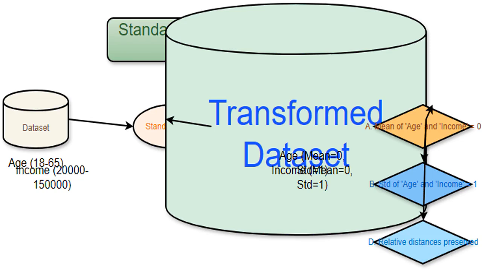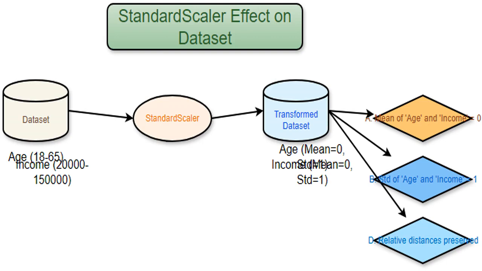After applying StandardScaler, the average age will be 0, and the average income will also be 0. Pretty cool, huh? The StandardScaler also makes the standard deviations of both age and income equal to 1. That means the spread or variability of the data is standardized to 1 unit.